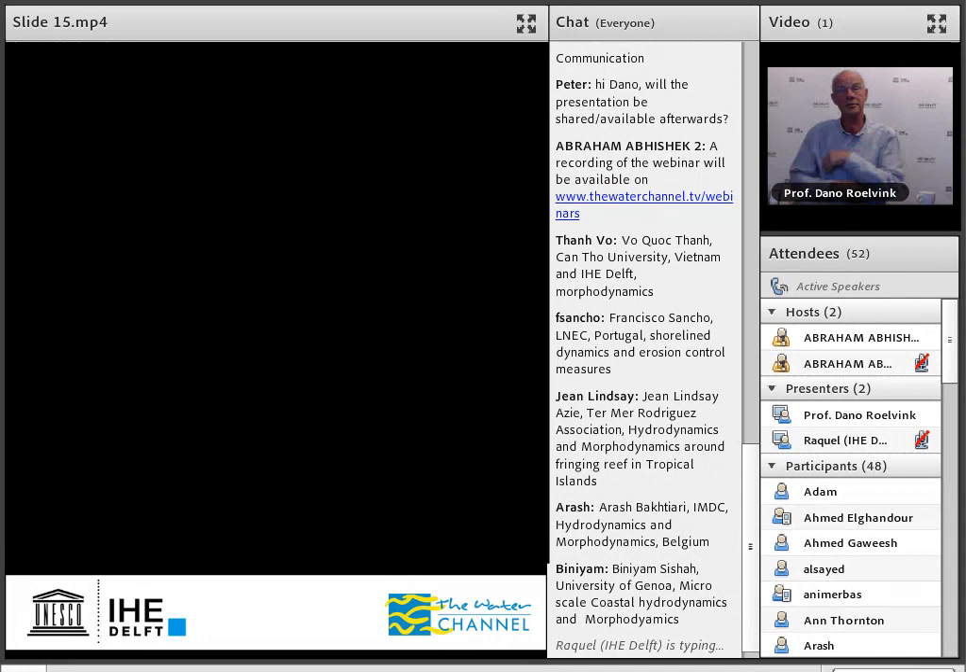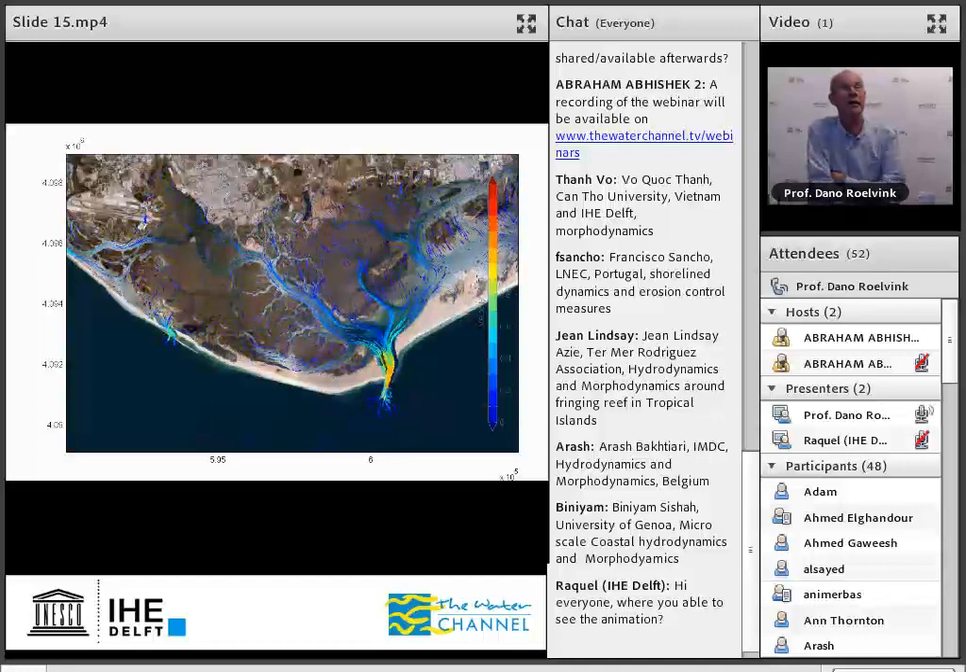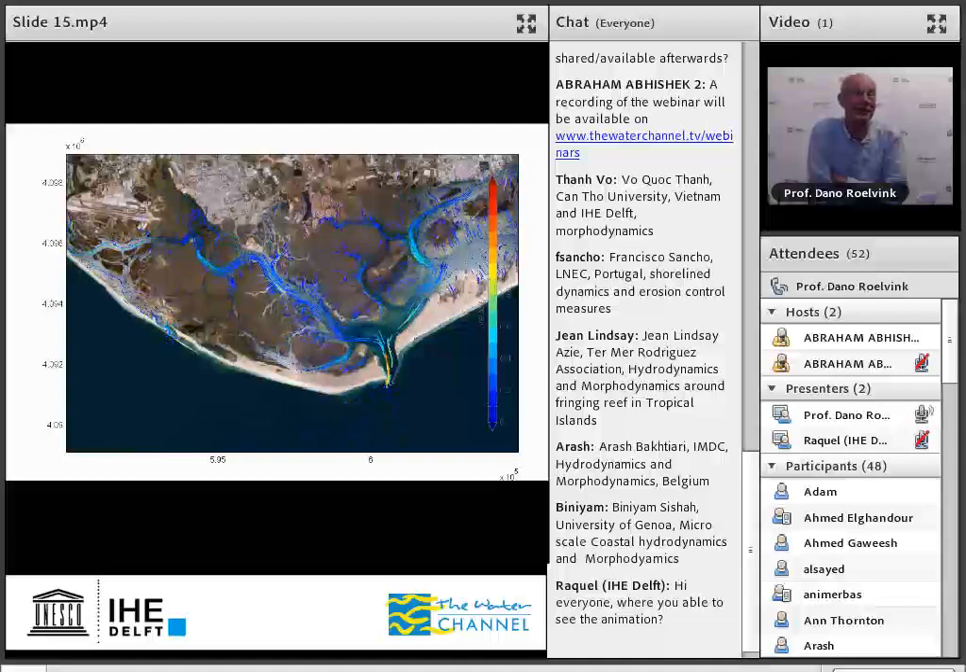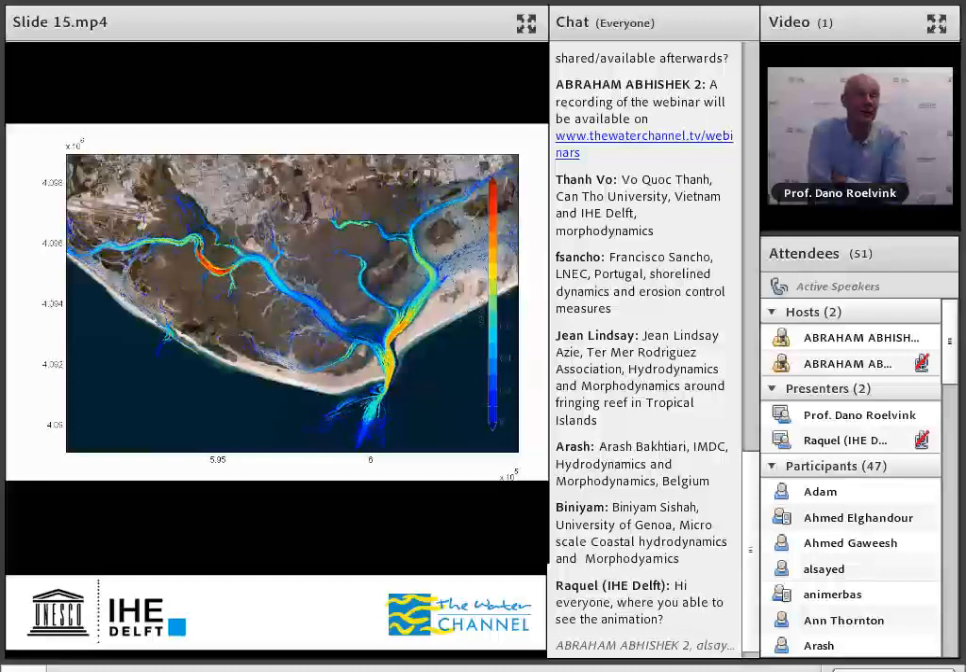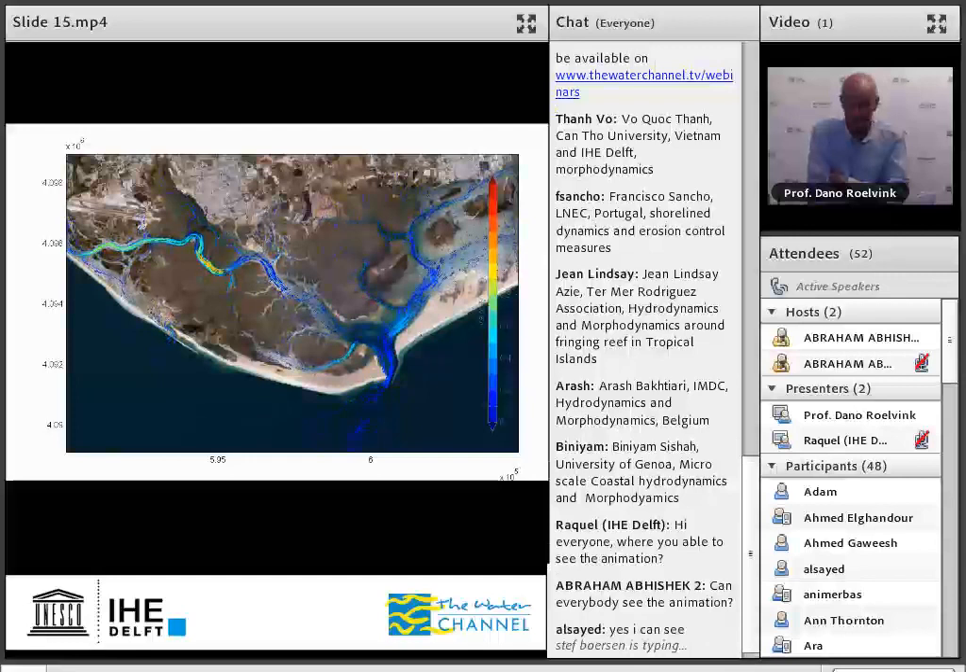Maybe we can show the animation. Just to show the incredibly intricate tidal flows, and they also, of course, have a big impact on how these tidal inlets behave. We would love to do the long-term simulation with a complex model like this, but at the moment it's simply not possible yet. So if we go back to the presentation.